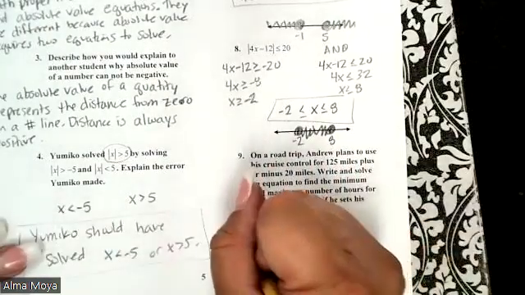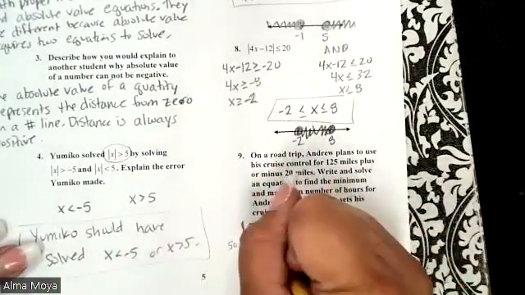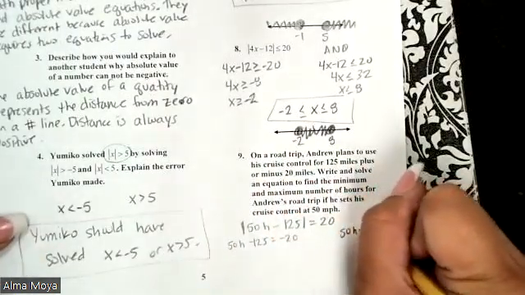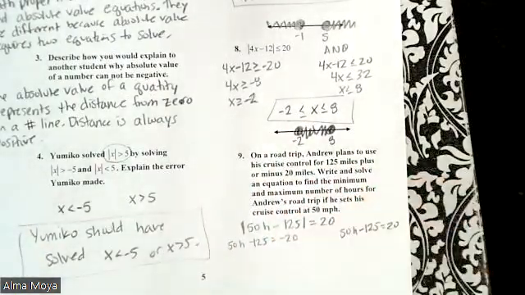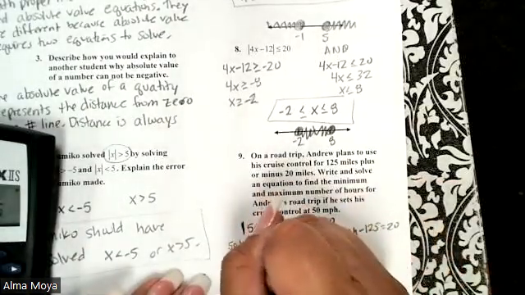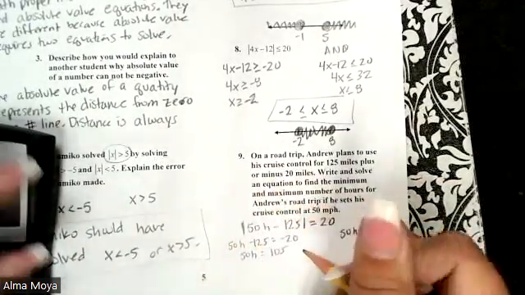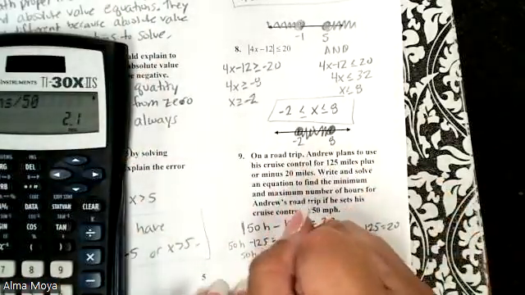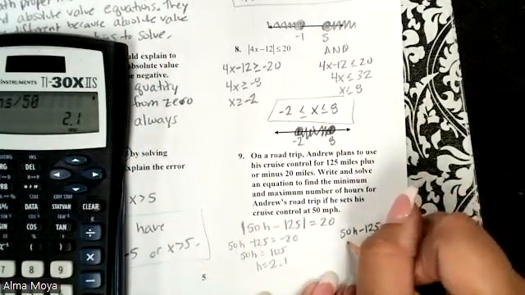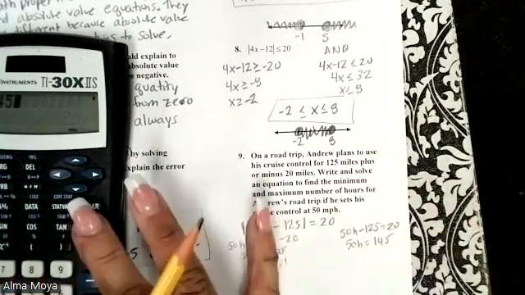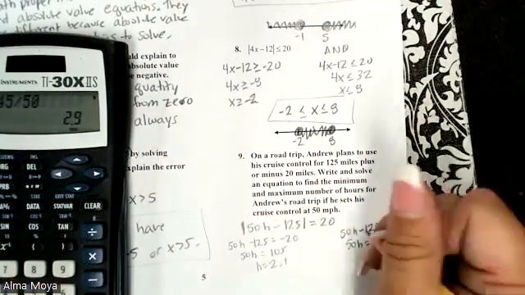So let's see, I get 50h minus 125 equals a negative 20. 50h minus 125 equals a positive 20. So I have a negative 20 plus 125. That gives me a 105. I'm going to divide that by 50, and I get 2.1. Here I'm going to add 125 to both sides, so that's going to be a 145. 145 divided by 50, that equals 2.9.